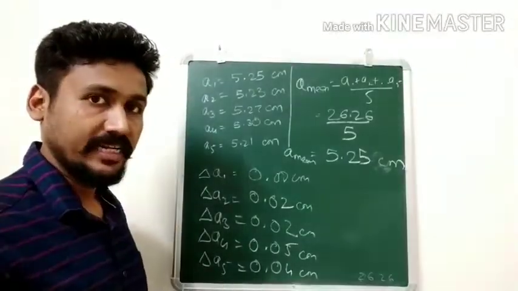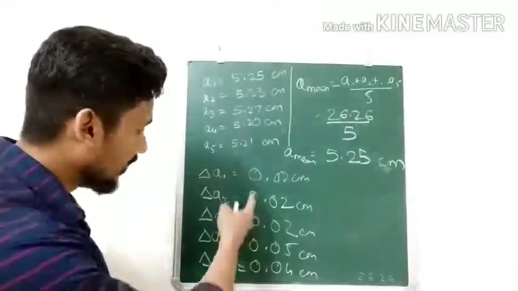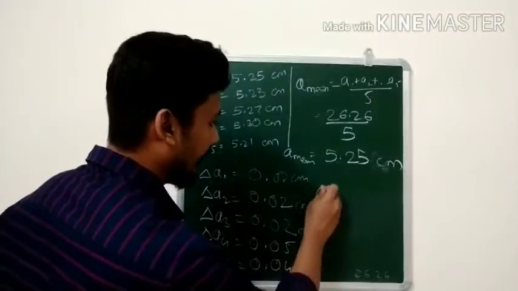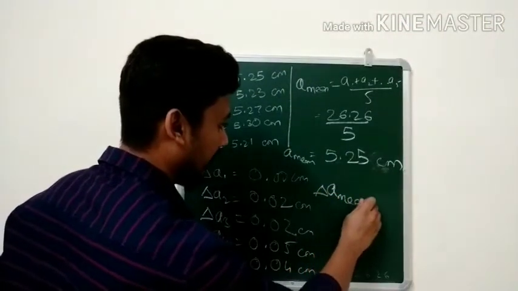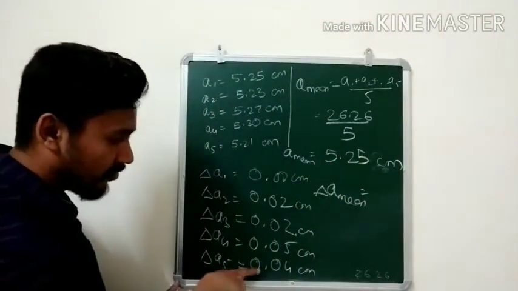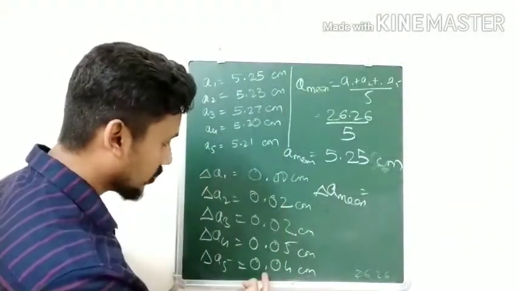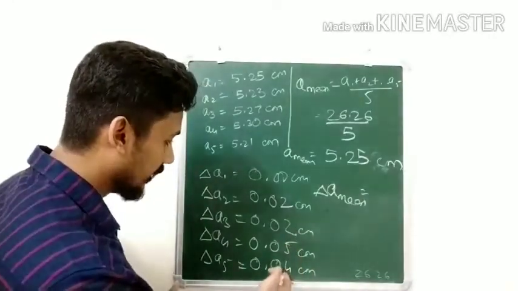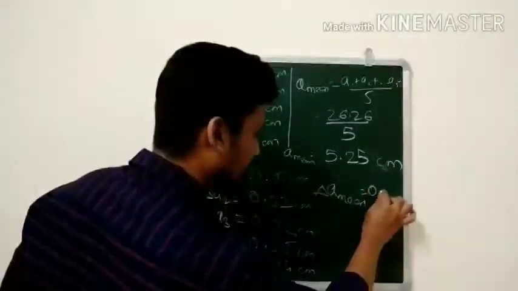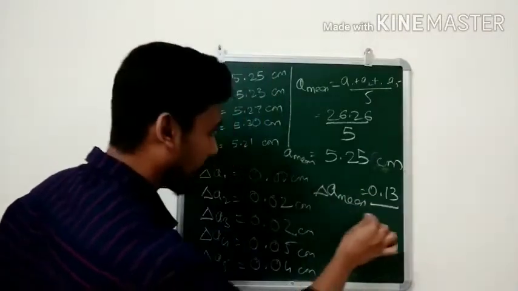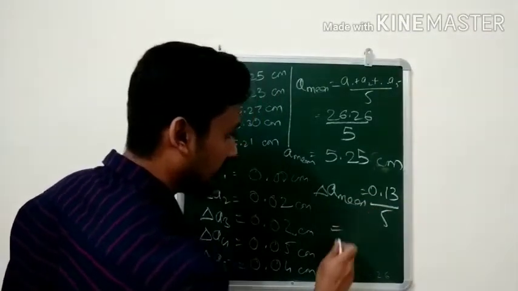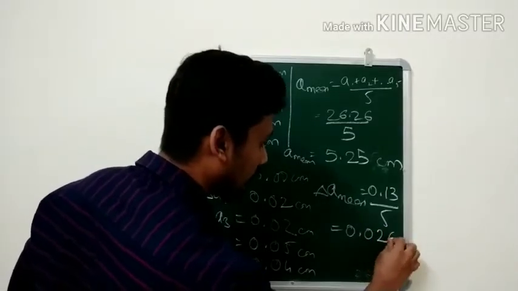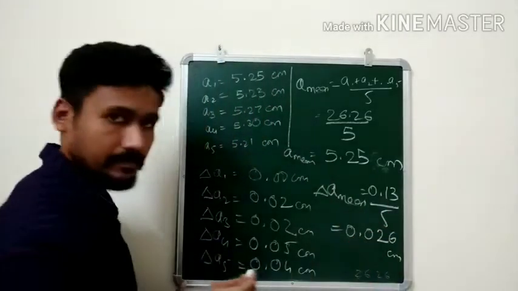Next step is to find the mean absolute error. So these are all the absolute errors; you find their average. That we denote by delta A mean. So delta A mean will be equal to the addition of all these divided by 5. If you add all these, that is 0.02 plus 0.02 plus 0.05 plus 0.04, I will get 0.13 divided by 5. 0.13 by 5 will be equal to 0.026 centimeters. Correct.